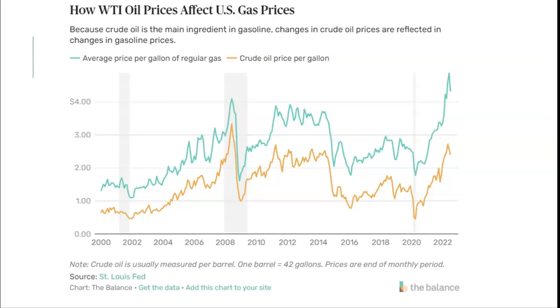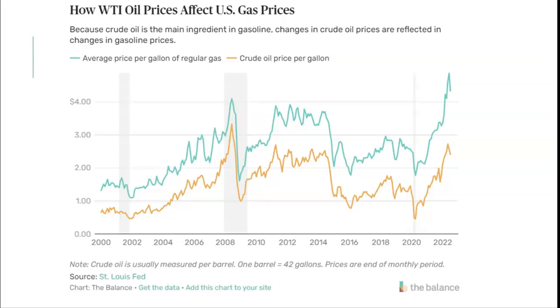This graph is looking at how oil prices, the world oil prices, affect U.S. gas prices. So we see this orange line here is showing us the crude oil price per gallon, and the green line is showing us the average price per gallon of regular gas. So the green line is higher than the orange one, which makes sense because crude oil is just an input. There's other costs in production.